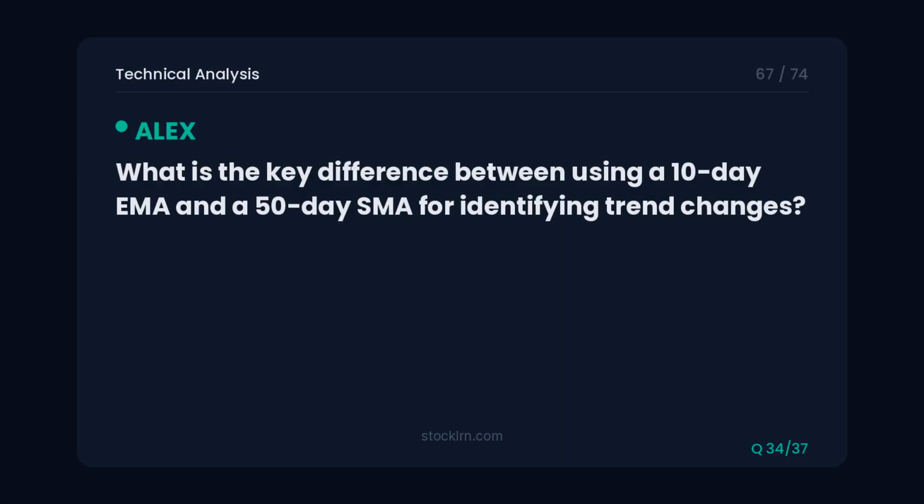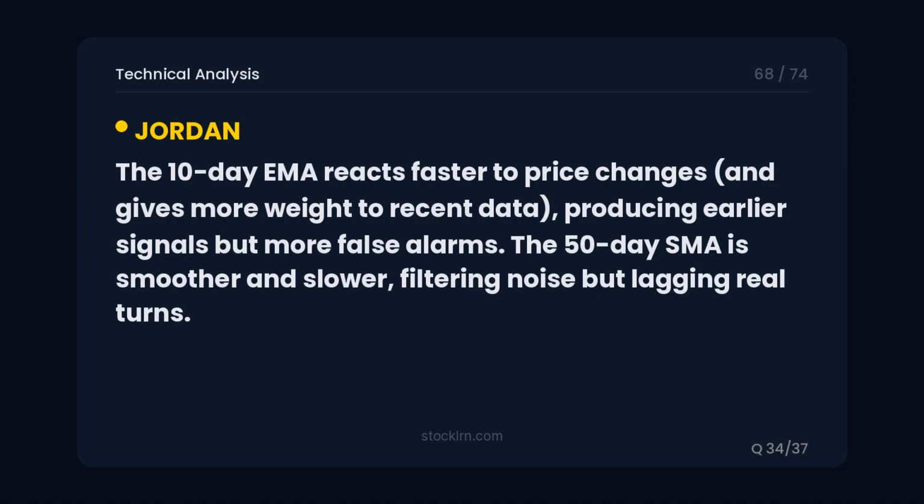What is the key difference between using a 10-day EMA and a 50-day SMA for identifying trend changes? The 10-day EMA reacts faster to price changes and gives more weight to recent data, producing earlier signals but more false alarms. The 50-day SMA is smoother and slower, filtering noise but lagging real turns.